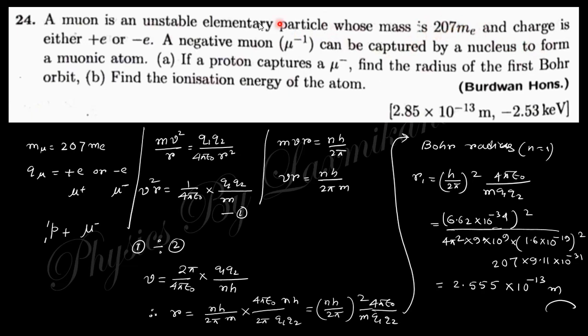A muon, an unstable elementary particle whose mass is this. This is the mass of the muon, and its charge is plus e or minus e. The negative muon can be captured by a nucleus, for example a proton capturing a mu minus. Find the radius of the Bohr orbit and the ionization energy. Here the centripetal force and the Coulomb force will be equal, and mvr equals nh by 2 pi, that is the Bohr hypothesis. Equating these two, you will get the relation for v, or from this relation you will get r. So for the Bohr radius, that is n equals 1, you will get this one.